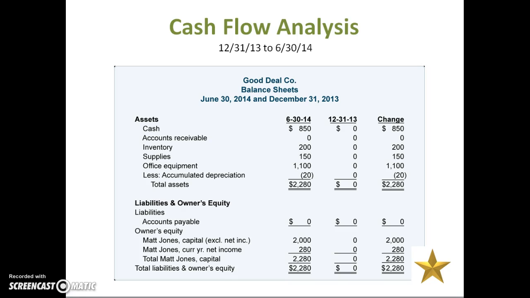Here is an example of a cash flow statement analysis. As you can see, we start the year off with all zeros, so this is a brand new company. By the end of the year, after 6 months, we will drive to this statement of cash flow balance sheet. This is where we end up with some cash in the bank, some inventory, some office supplies. We'll also have purchased some office equipment and reduced it by our depreciation. We're showing some influx of capital from Matt Jones, our owner of the organization, and will reflect some net income for the business.